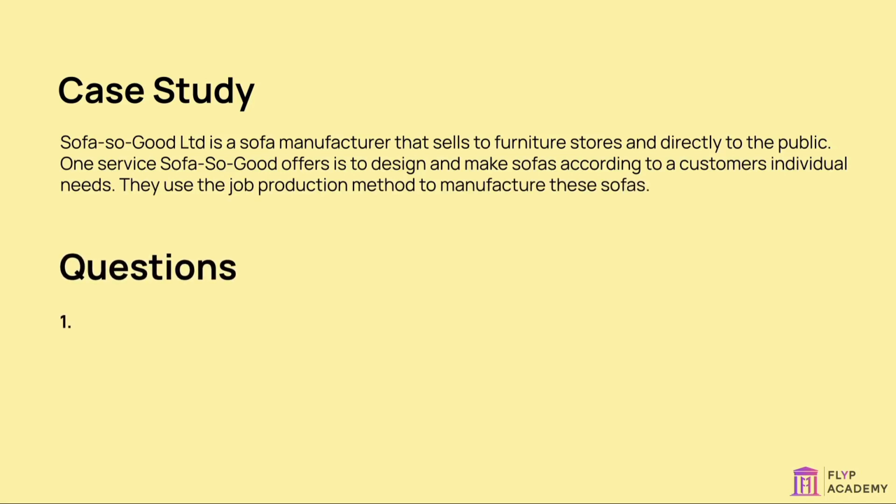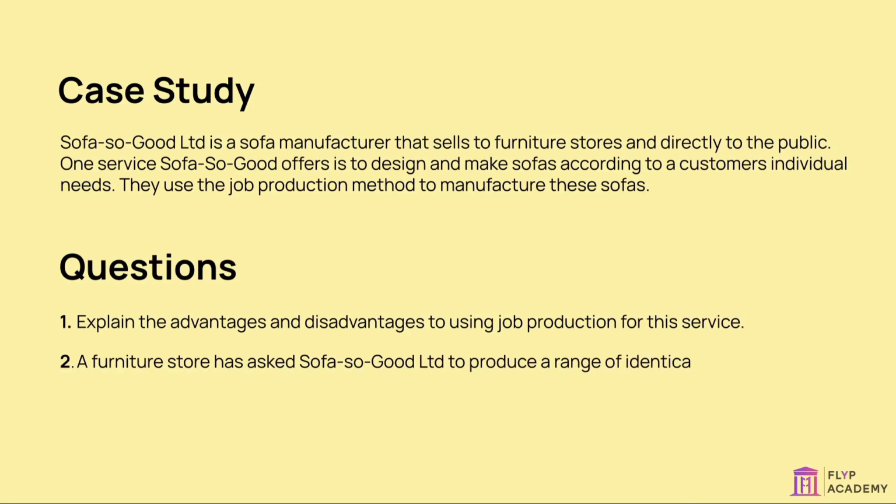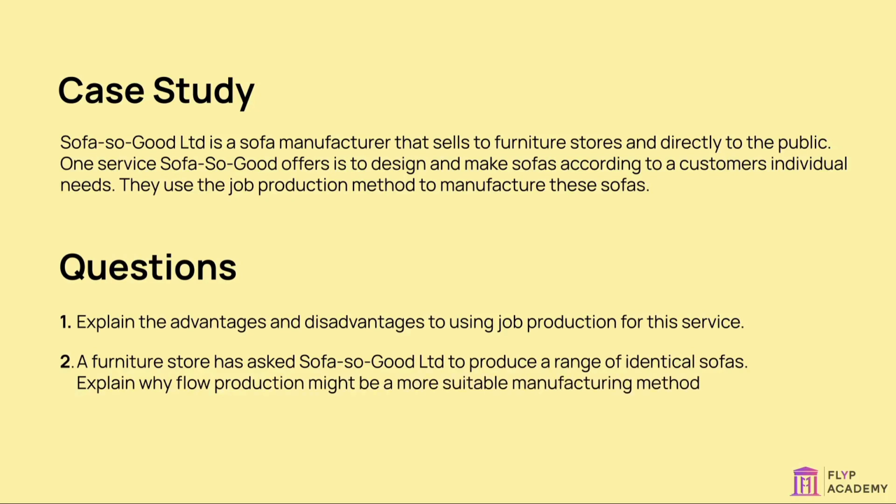Questions. 1. Explain the advantages and disadvantages to using job production for this service. 2. A furniture store has asked Sofa So Good Limited to produce a range of identical sofas. Explain why flow production might be a more suitable manufacturing method for these sofas.